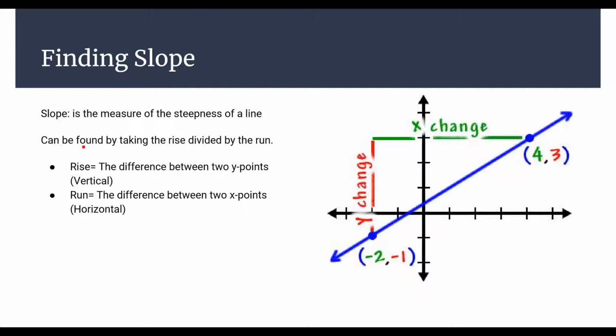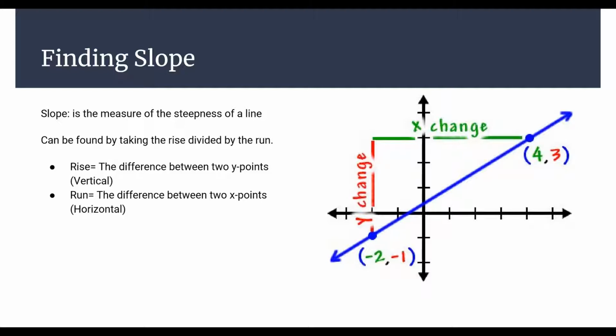So slope can be found by taking the rise divided by the run, or rise over run is sometimes how you'll hear it. Specifically, the rise is the difference between two y points, so the vertical ones, and the run is the difference between two x points, or the horizontal ones. Again, we have the y here, and that's the vertical, and we have the x, and that's the horizontal. Now we're looking at the change. So we'll pick 2 points on our line, and then we find the difference between them.